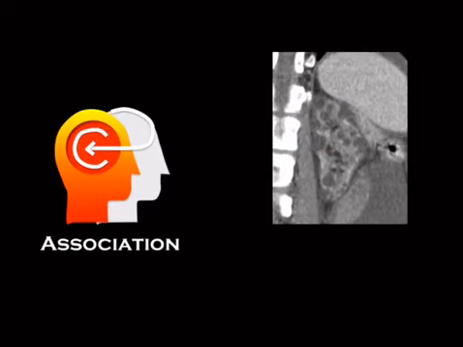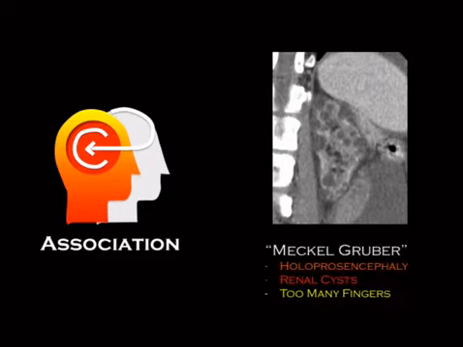There is this association with renal cysts and holoprosencephaly called Meckel-Gruber syndrome. This kid also tends to have too many fingers. Polydactyly, they call it.